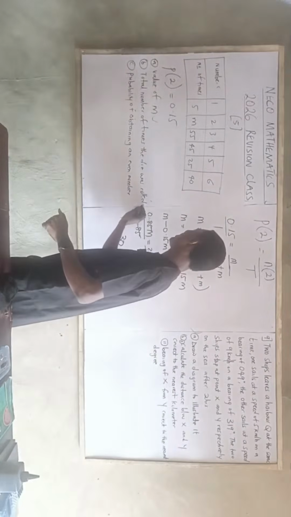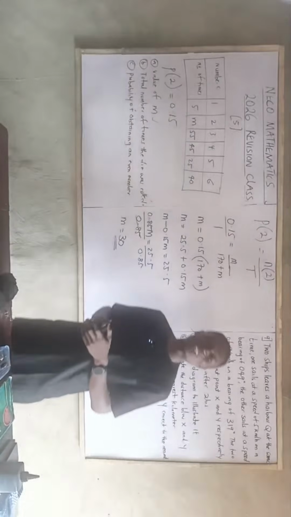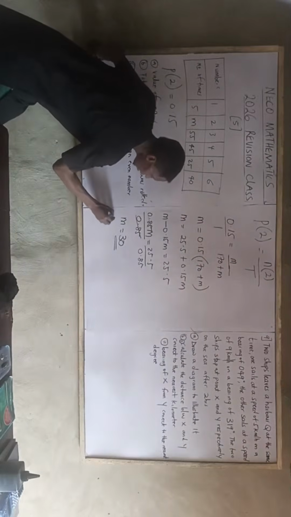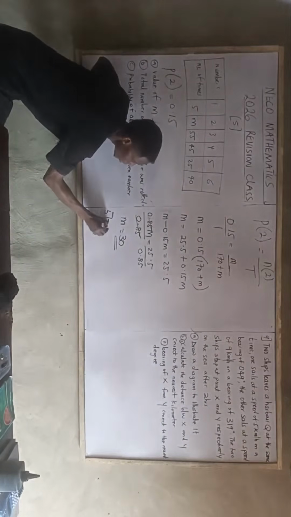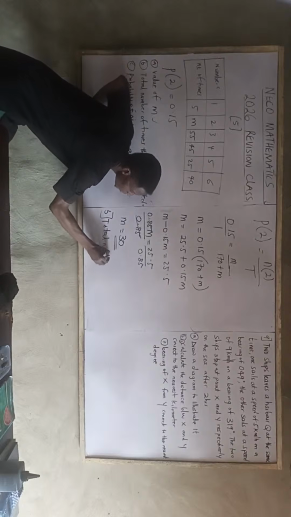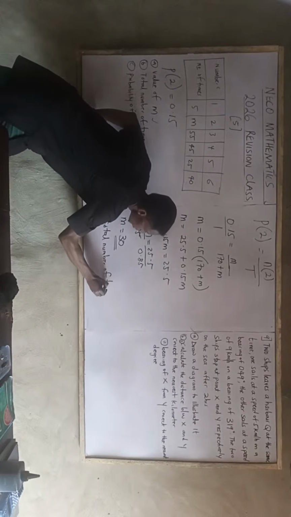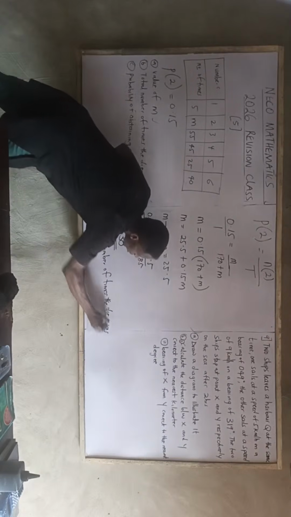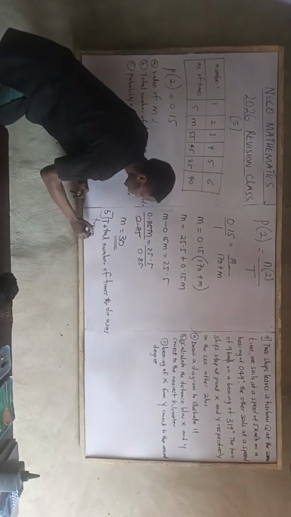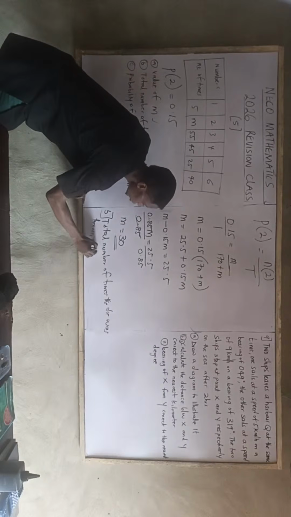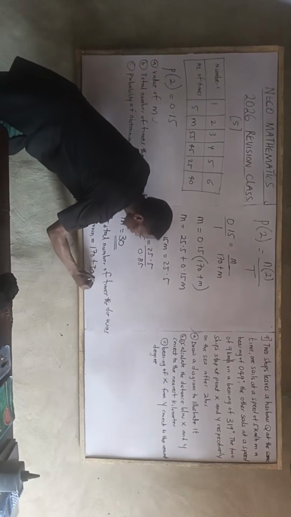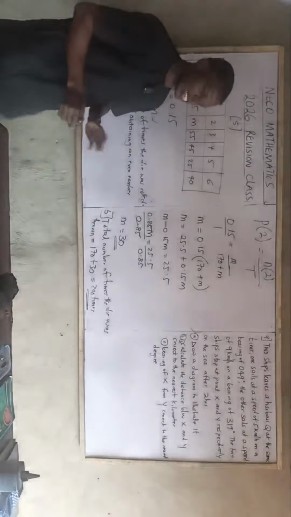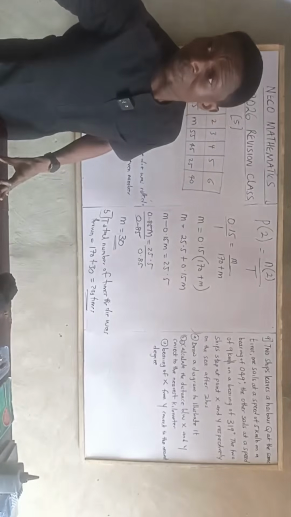So the number of times the die was thrown is 200 times. These are simple questions, so let me put it down. B: total number of times the die was thrown equals 170 plus 30. That's 200 times. That's the answer for B.